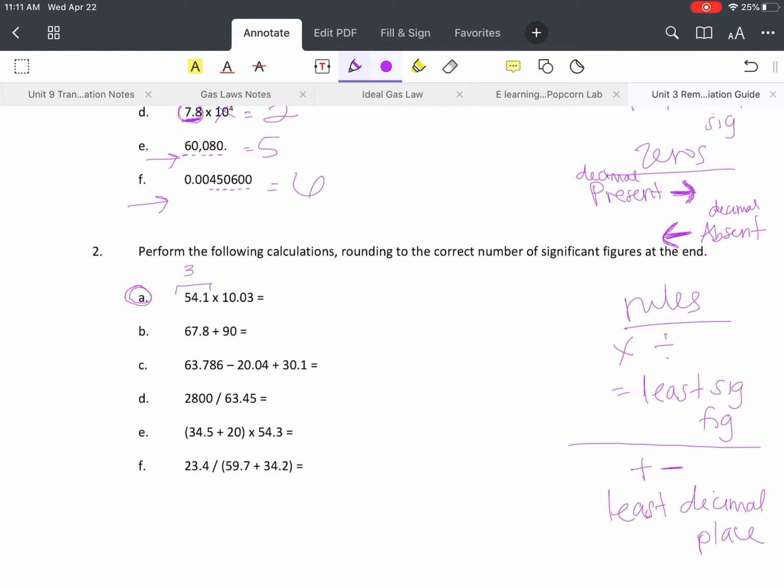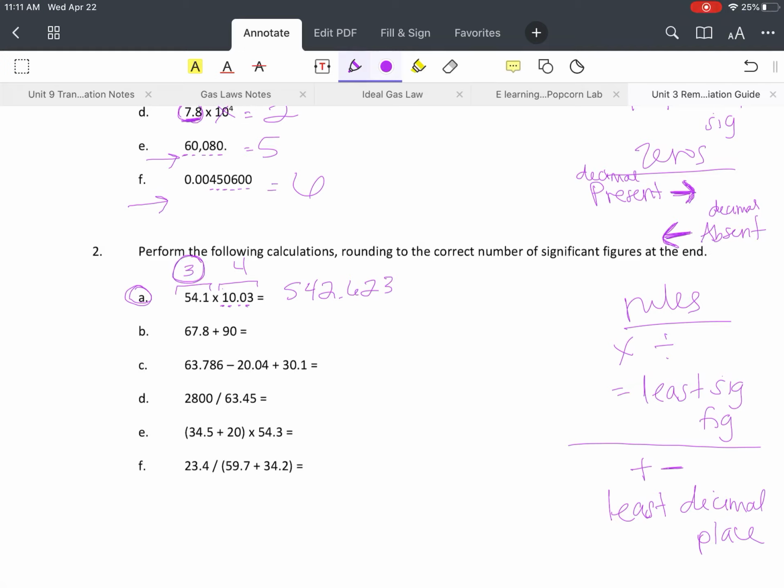So for A, I'm looking at this number right here. There's 3 sig figs. All those numbers are between 1 through 9. I count all of them. 1, 2, 3. Here, the zeros are in between significant numbers, so it doesn't matter which way I start counting. I'm counting those. So if I think of it like the decimal's present, I start from the left side, counting at 1, 1, 2, 3, 4. There's 4 significant digits.